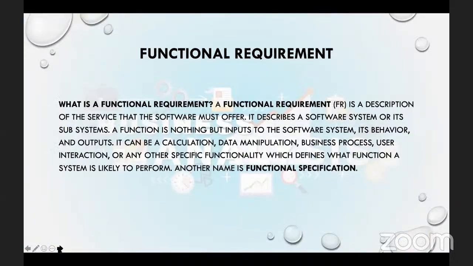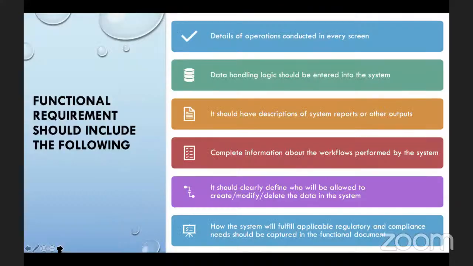All right. So when you're capturing functional requirements, there are certain things that are critical to capture, and it should include some of the following. It's not limited to this, but this is just a handful. One, details of operations that will be conducted in every screen, right? As we're building a great, solid application, we want all these features to work for our customers and users. As you're capturing this requirement, one of the things you need to include is details of operations that will be conducted in every screen. You need to know what is going to happen.